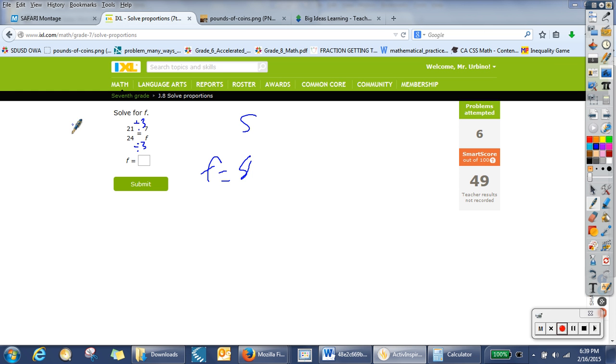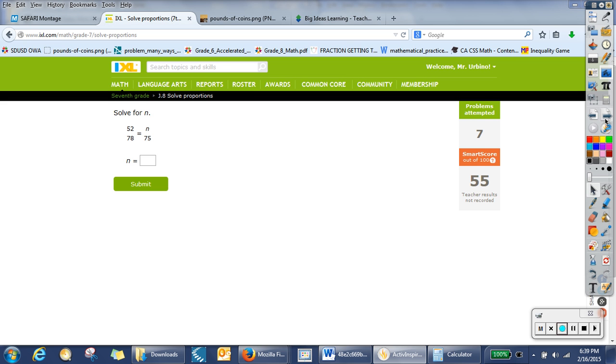Again, to check, just to make sure that I have the correct numbers, I can always do this. 3 times 7 is equal to 21. 3 times 7 gives me the number I divided, and 3 times 8 will give me 24, the number that I divided. Alright, so we got 8.